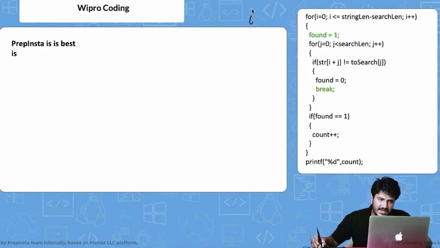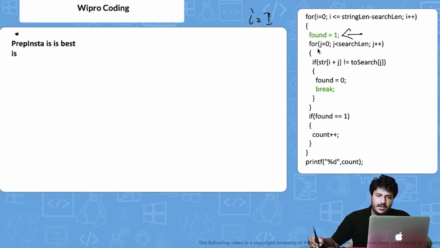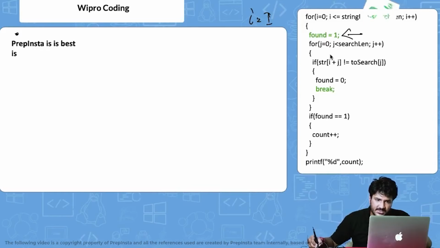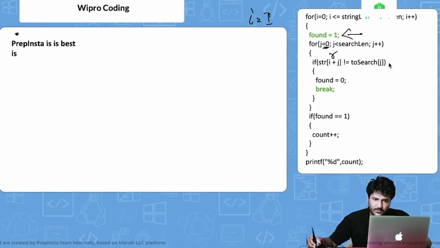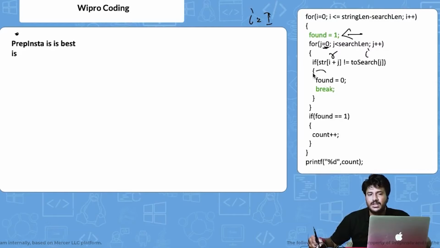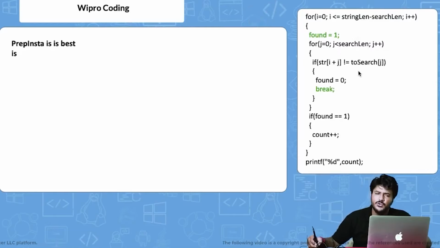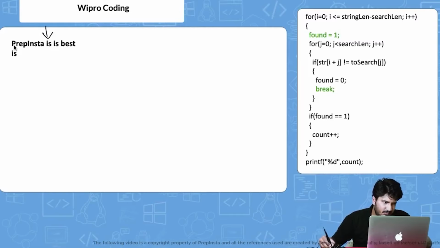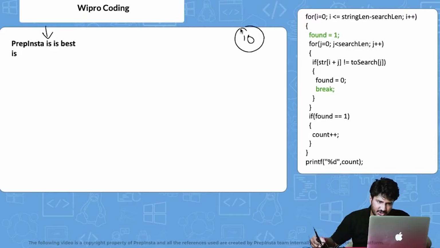So we are at i equals 1, and str[1] is r. Now we say found equals 1 again. For j equals 0 we are assigning, and now we say if str[i + j], that is str[1 + 0], which is basically r, is not equal to search[0], which is i. So again we do the same thing: found equals 0 and then break. It will keep on running till here, this blank space. Now let us consider we are here, at the 10th position, right?